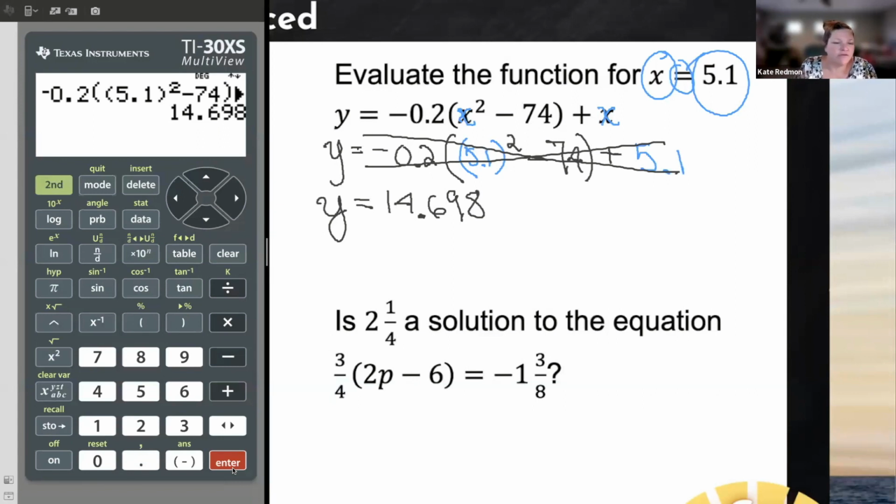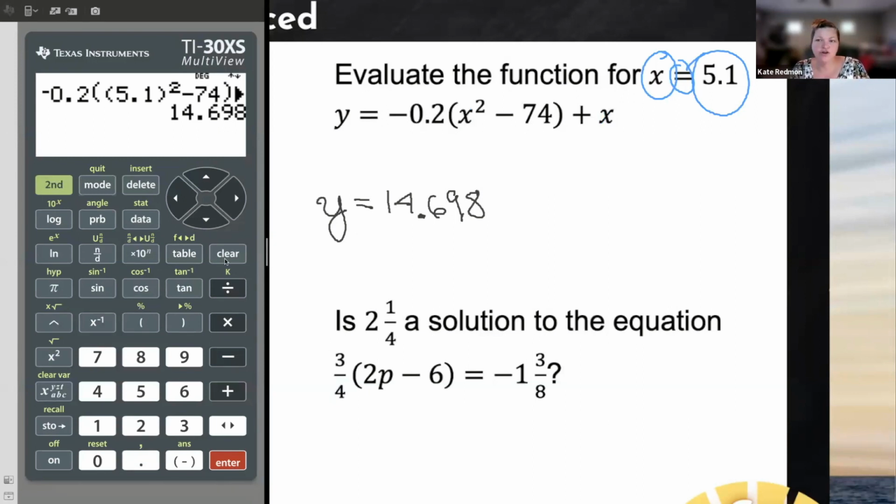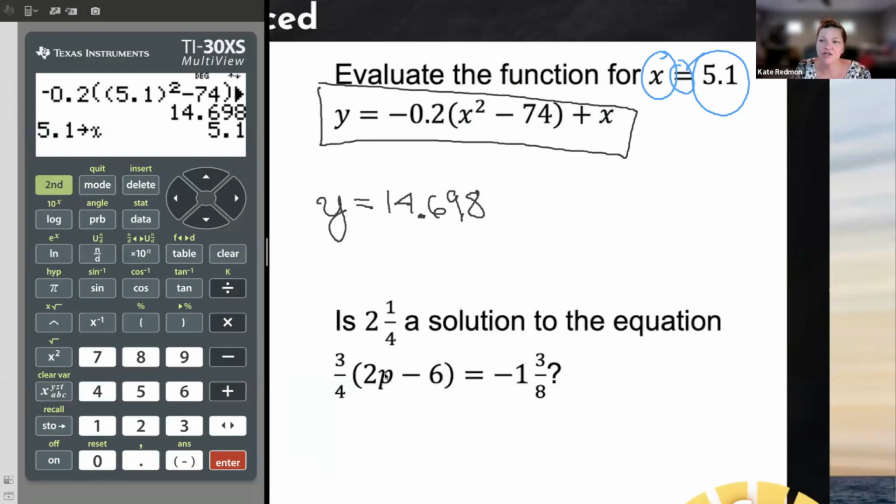All right. Now, of course, you could have done the entire thing in your calculator because you're so lazy, but I just want to show you if you do it in your calculator, the first part is going to be the same, of course, 5.1, store that in for x, enter. But the second part gets a little trickier because it's important that you know that we're not going to type the entire equation into our calculator, just an expression.